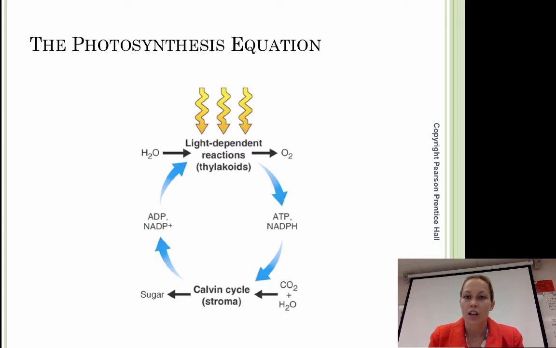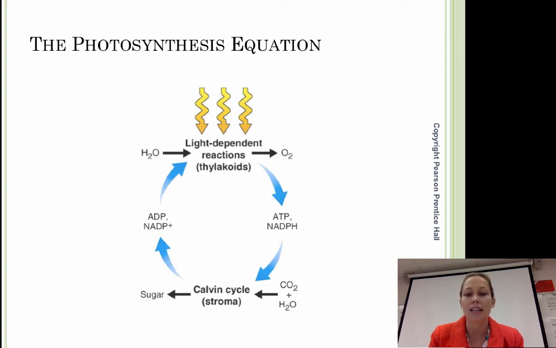So this is just another equation of photosynthesis. Photosynthesis has 2 parts to it. There's the light-dependent reactions, which take place in the thylakoids. And there's the Calvin cycle, which takes place in the stroma. We're going to take a closer look at each of those 2 reactions in the next presentation. But you've got the light-dependent reactions and the Calvin cycle.